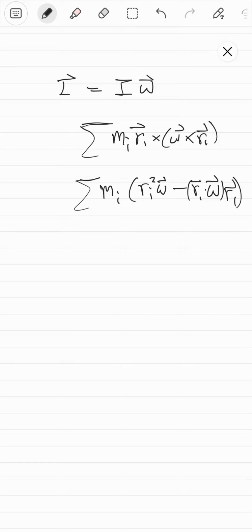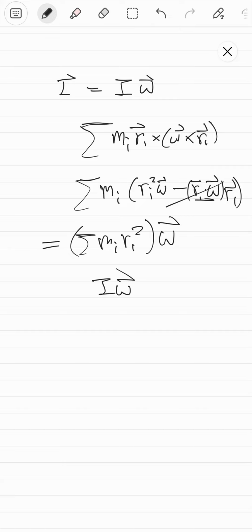In those cases, the axis of rotation will be perpendicular to the plane. So then ri squared is just r perpendicular squared, where r perpendicular is the perpendicular distance of a point from the axis of rotation. And of course this dot product will just be 0 because omega vector is perpendicular to ri. That's why you can write this as the summation of mi ri squared times omega vector, and that's how I times omega vector works.